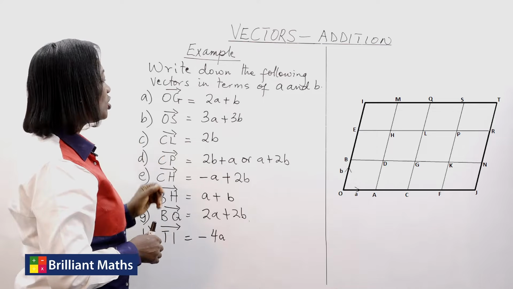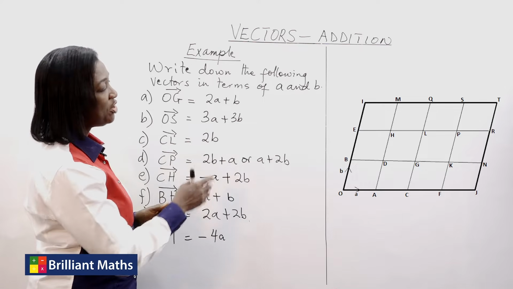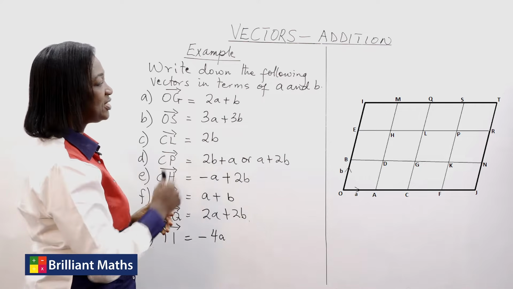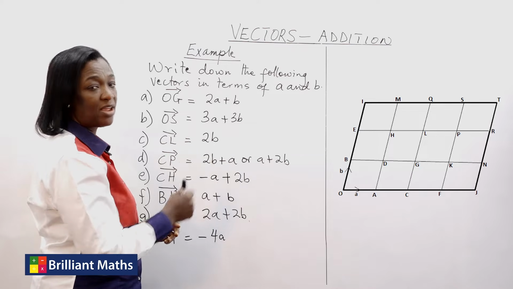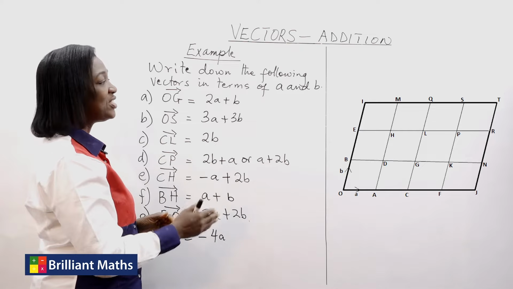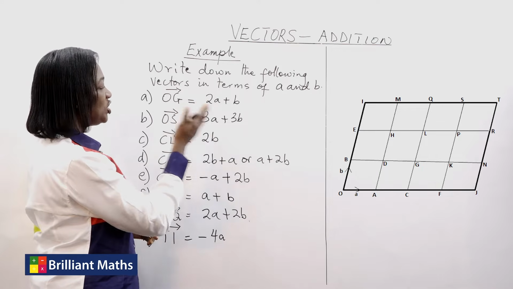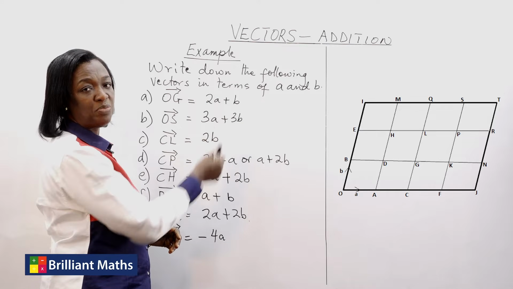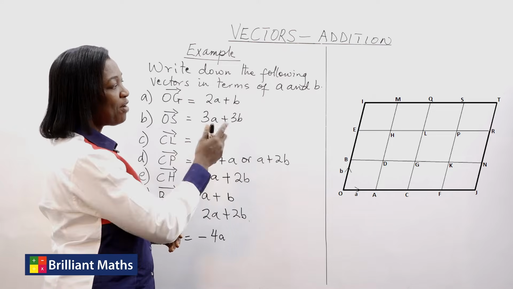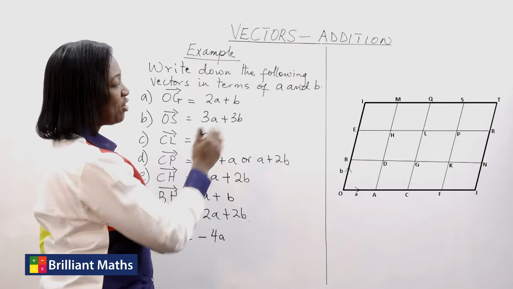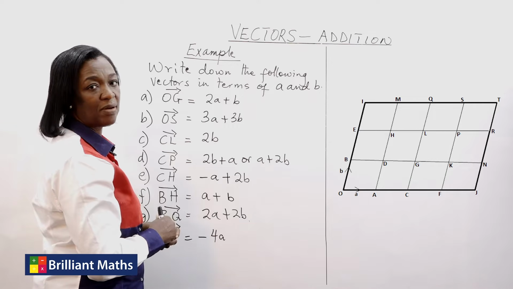So let us try to write down the following vectors in terms of A and B. So let's look at OG. OG, you can see that you go 2 steps in the direction of A and then 1 step in the direction of B. So the vector OG is 2A plus B. Keep your focus on the screen. Keep your focus on the grid.